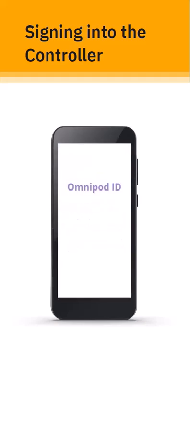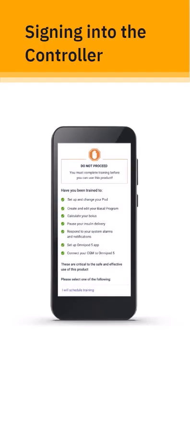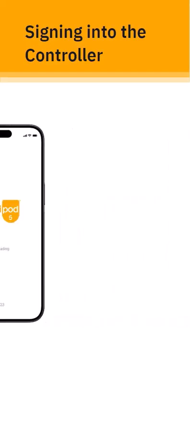Use your Omnipod ID, which is the same username and password you used to log into the onboarding portal or Podder Central. It's a good idea to keep your username and password in a safe place for when you need it in the future. Once you reach the screen that says "Do not proceed," you've done all the steps you need to do on the provided controller.